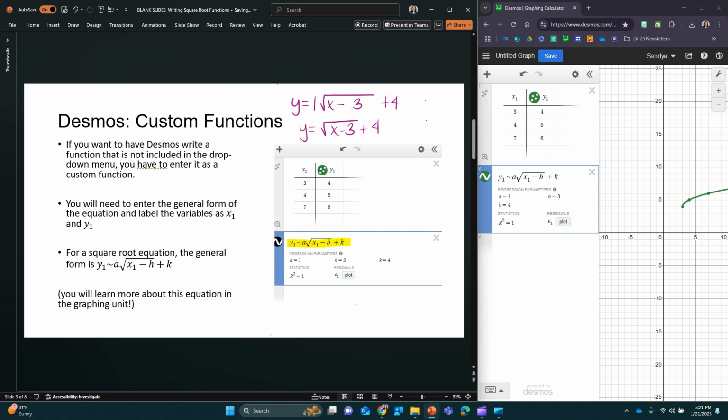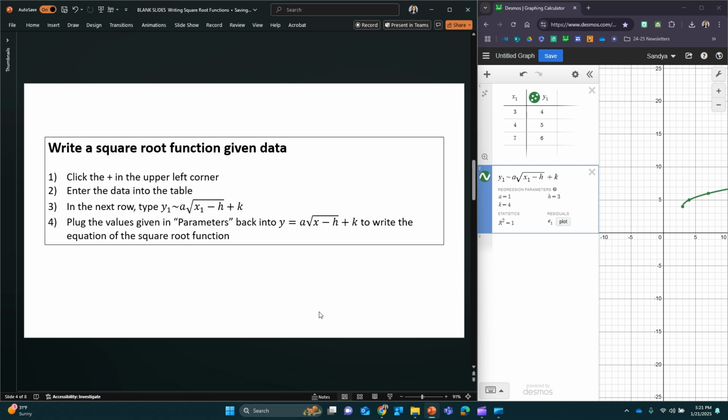Okay, so that's how you're going to get that regression equation from Desmos whenever you have a square root function. So remember what we're going to do is we're going to click the plus sign in the upper left corner to create our table. Then once we've entered our data in the next row, we're going to type y1 is approximately a square root of x1 minus h plus k. Then the values that it gives us under parameters, we're going to go ahead and plug that back into this equation, and that's going to allow us to write the equation of the square root function.